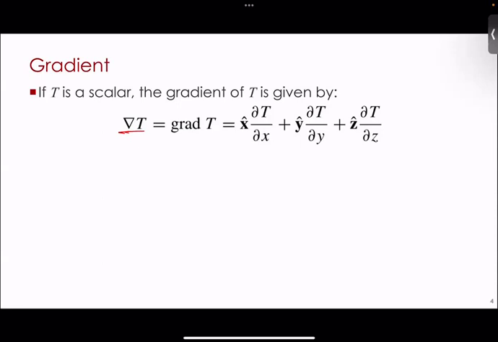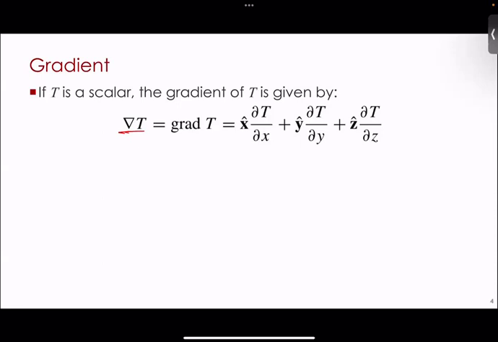It was the same temperature everywhere in the room. What do you think the gradient would be? How is the temperature changing with X? How is the temperature changing with Y? How's the temperature changing with Z? If it's the same everywhere, it's not changing. The gradient would be 0, okay? We'd have no change.